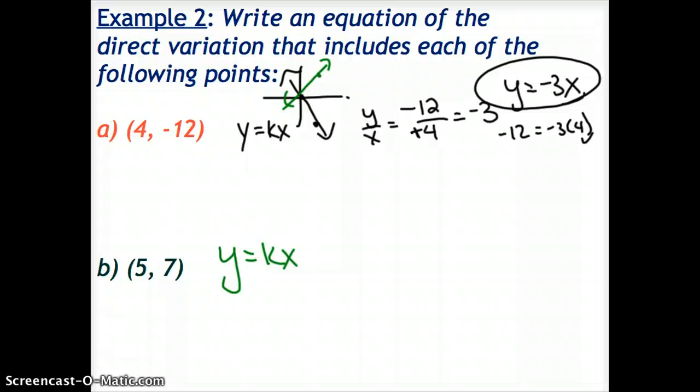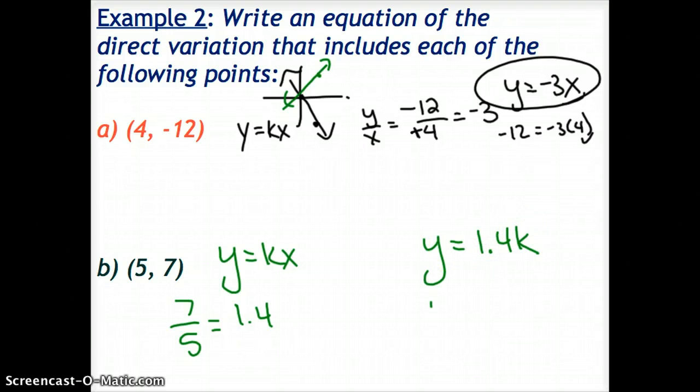Okay, and so to find k, I'm just going to do y divided by x. That's going to give me my constant. 7 divided by 5. I can either write it as 7/5 or 1.4. I'll take either one. So I'm going to have y equals 1.4x or just y equals 7/5 x. These are both good answers. I like them both.